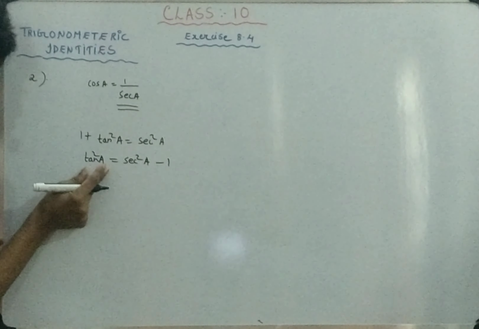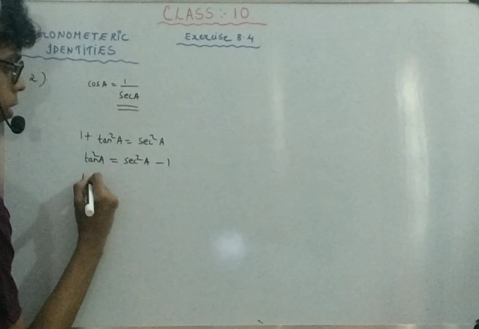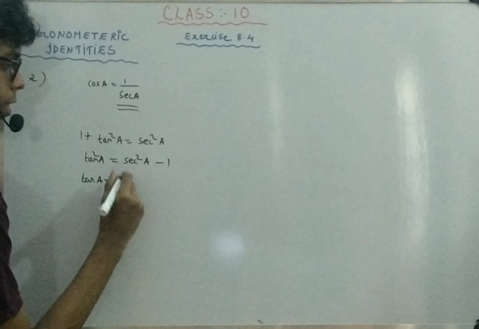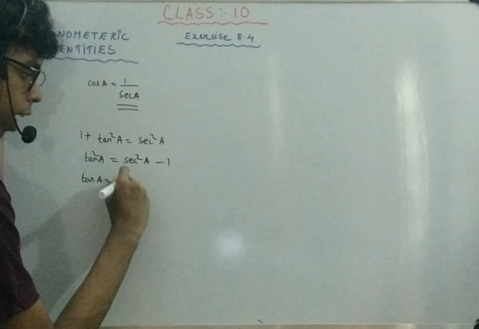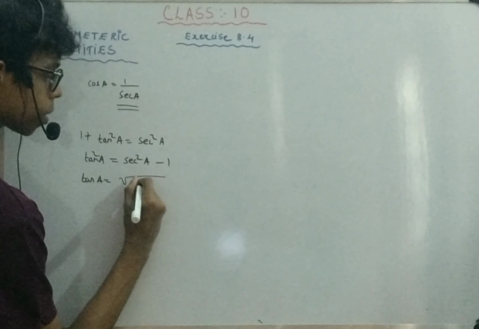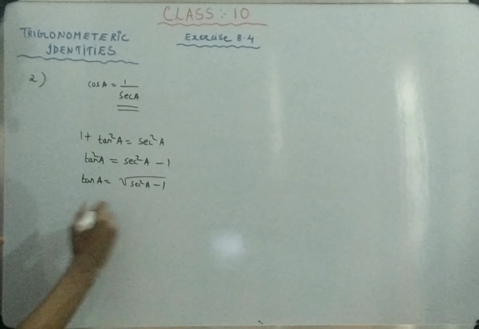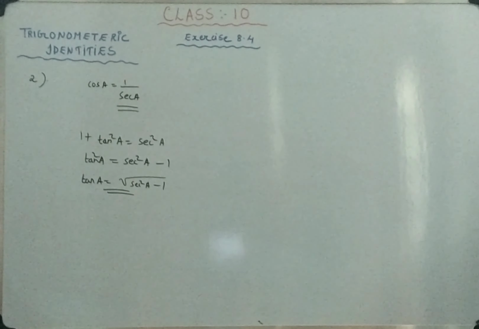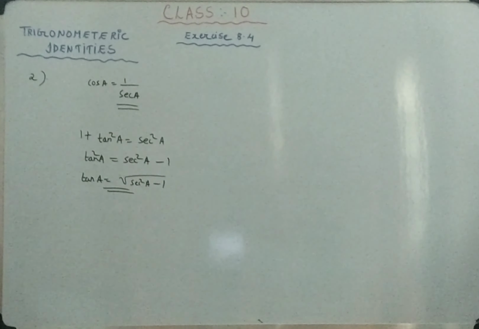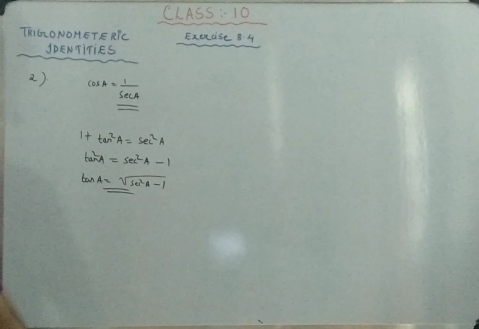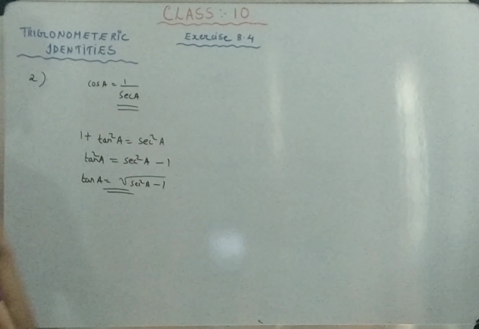Okay, ഇനി നമുക്ക് വേണ്ടത് വെറും tan a ആണ്. Okay, so I can write tan a is equal to square root of sec square a minus 1. Okay, so we have expressed tan in terms of sec. Now we got tan a is equal to root of sec square a minus 1.